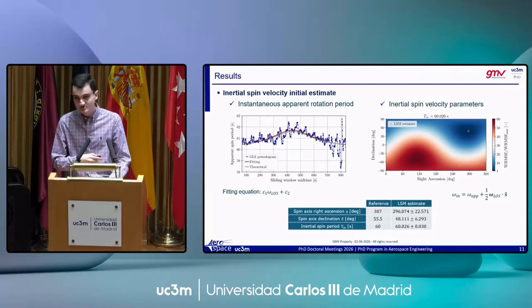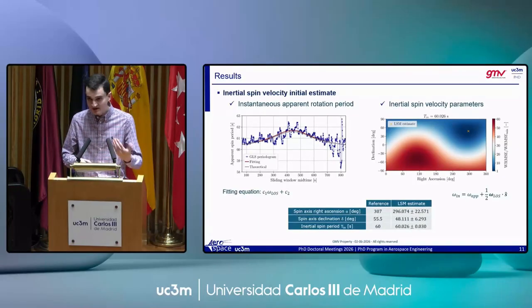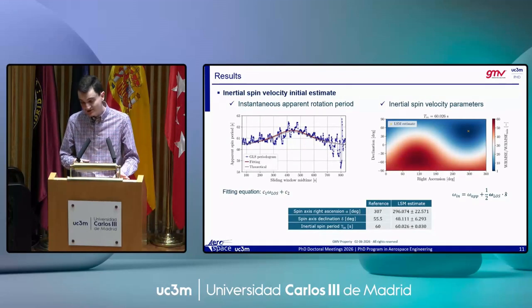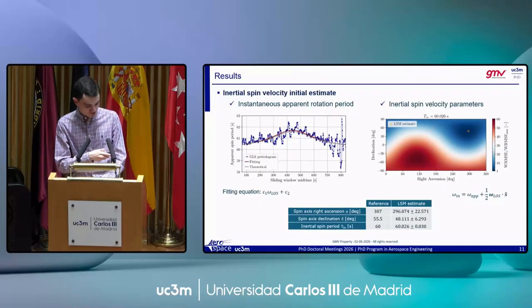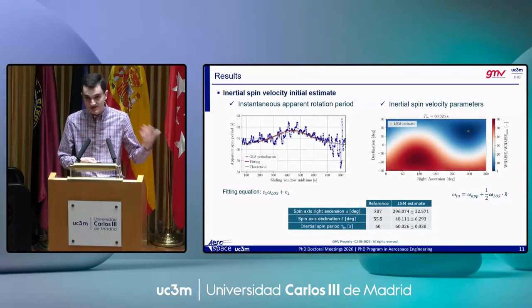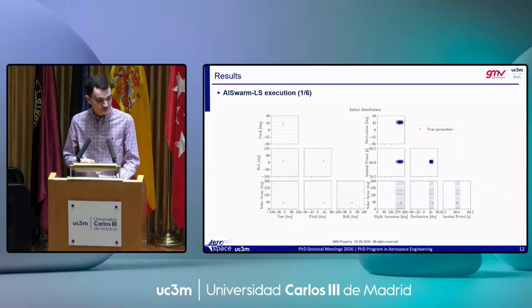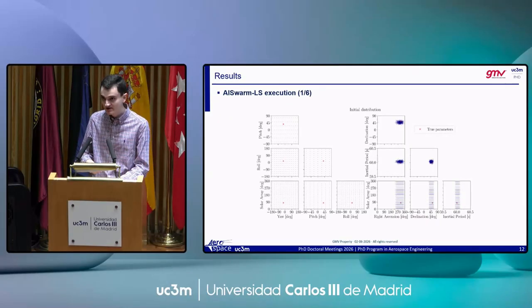And here in this plot we can see a parametric analysis on the orientation angles of the inertial spin axis, and also the least squares estimate that we get. These results are used later to initialize these parameters with a Gaussian distribution. And now we are going to see the iterative part of the algorithm.